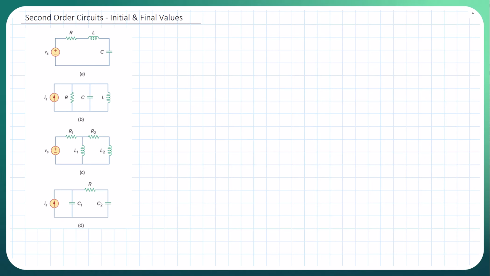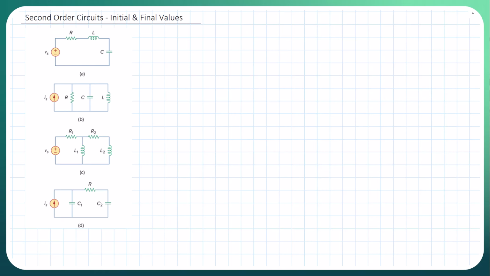Alright, let's introduce second order circuits and talk about initial and final values in this lecture. In the previous chapter we talked about first order circuits, mainly RC circuits in parallel and series, as well as RL circuits in parallel and series, and we discussed source-free RC and source-free RL circuits. Now we're going to expand on that and go into second order circuits, which is when you have an RLC circuit.